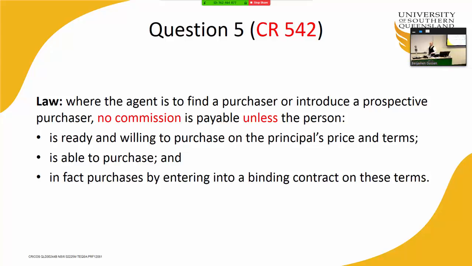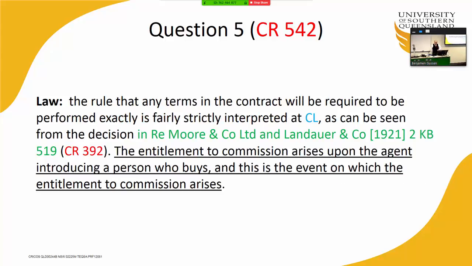When we put the law in, do we have to specify where that comes from? Yes. From a case? Sometimes. Some stuff you have to actually explain where that comes from. For example, continuing with law, the rule that any terms in the contract will be required to be performed exactly is fairly strictly interpreted at common law, as can be seen from the decision in Remoor, which is one of the cases in your textbook. The entitlement to commission arises, that's the key point we were talking about, upon the agent introducing a person who buys.